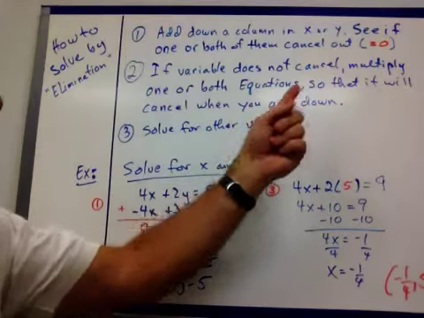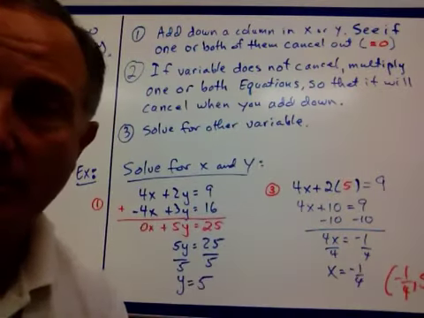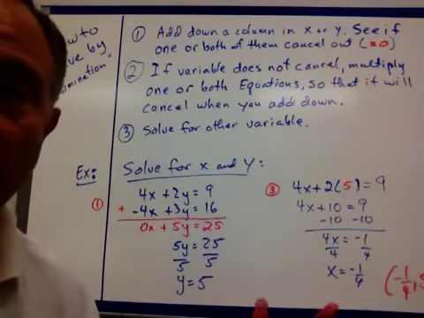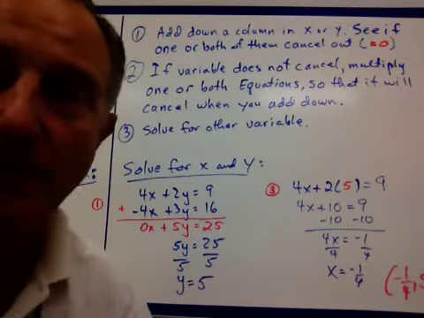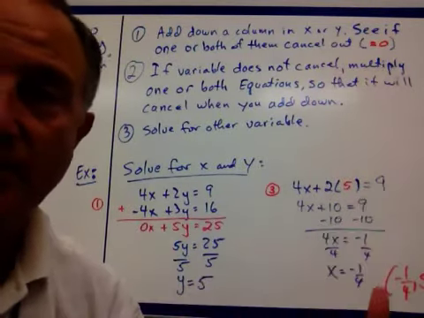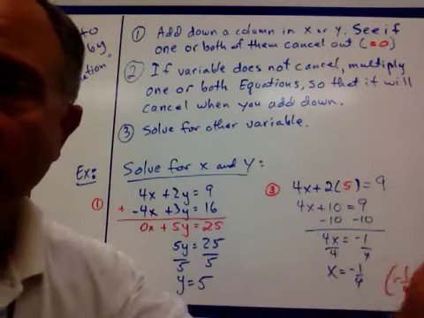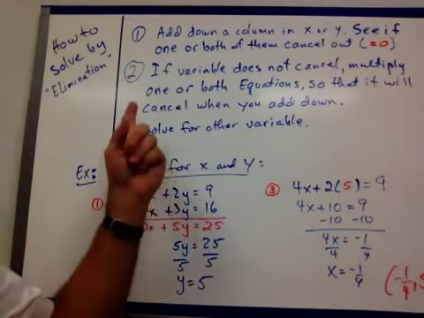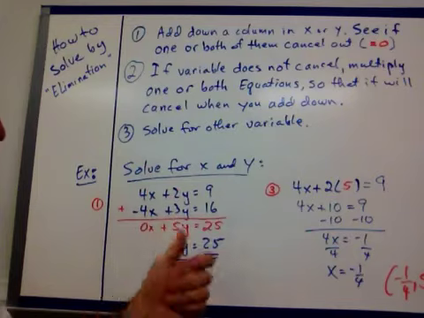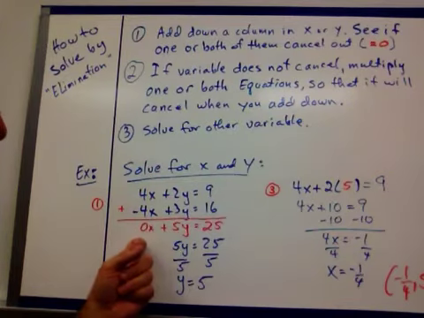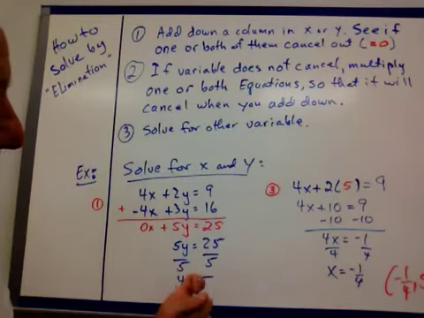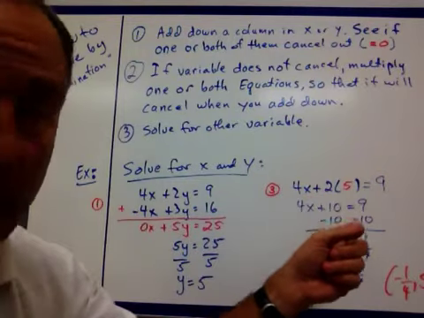If the variable doesn't cancel, then we're going to multiply one of the equations or both of the equations to make x or y the same but opposite sign. Like we might have a 5x and a negative 5x, or a minus 12y and a positive 12y. Whatever it is, so that when we add down, one of them cancels out. And then you solve for that variable, and then plug it back into one of the equations and find the other.